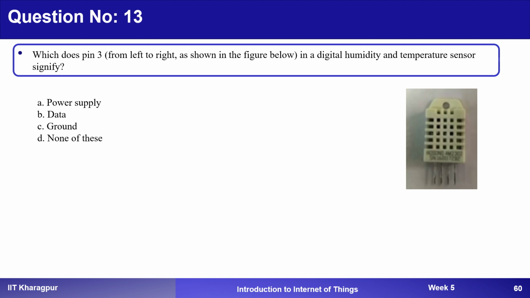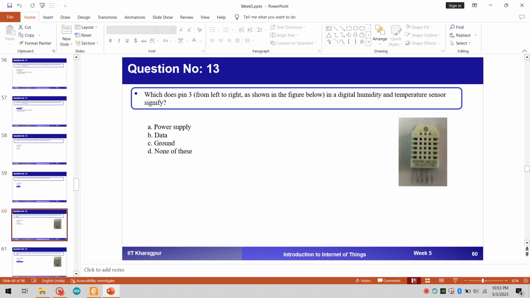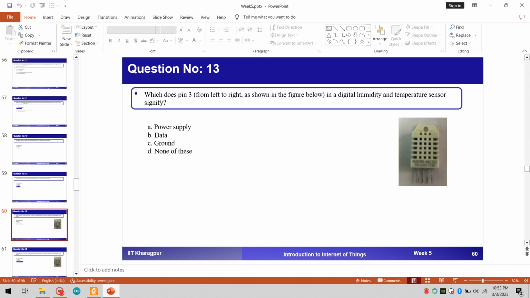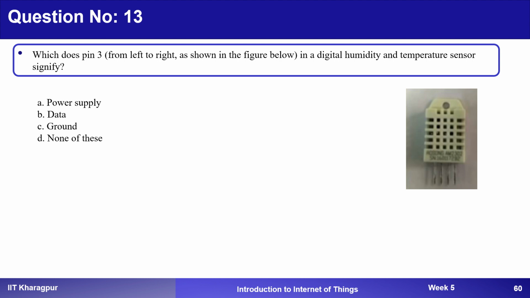Next question is, which does pin 3 from left to right, as shown in the figure in the digital humidity and temperature sensor, signify? Options are power supply, data, ground, none of these.